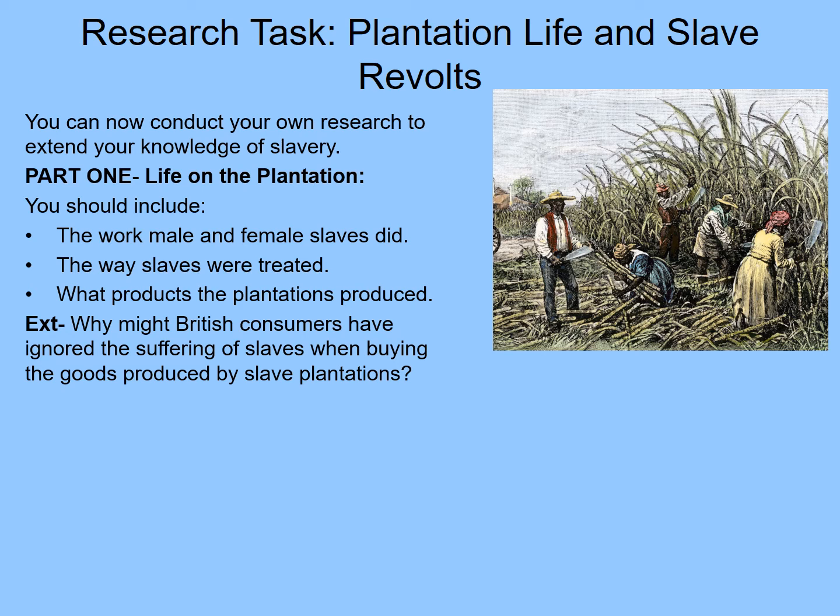As an extension and to add a bit more challenge, why might British consumers have ignored the suffering of slaves when buying the goods produced by slave plantations? After all, lots of people even by this time liked sugar in their tea. But were they concerned about where that sugar came from? Some were, but for most people, it wasn't a concern.